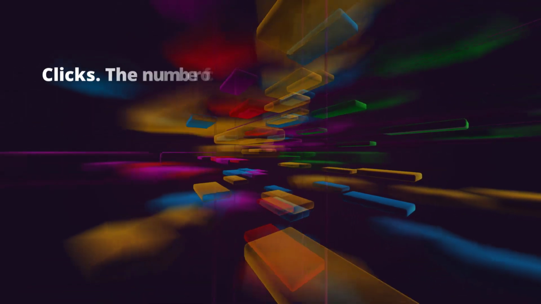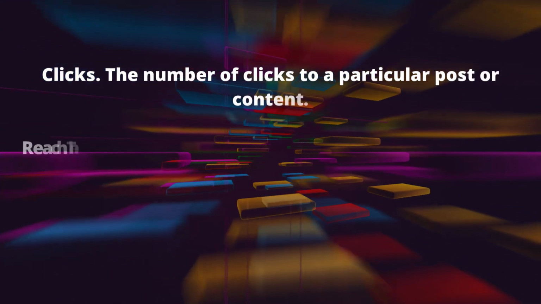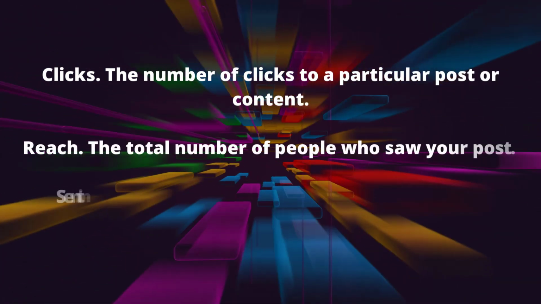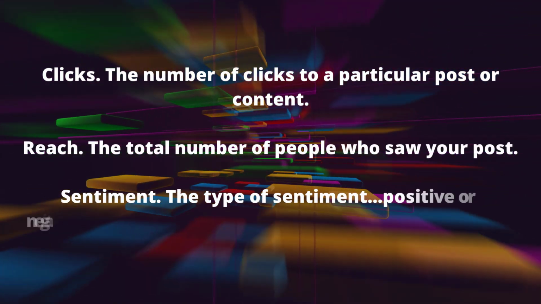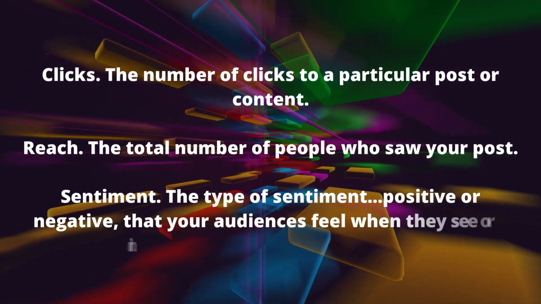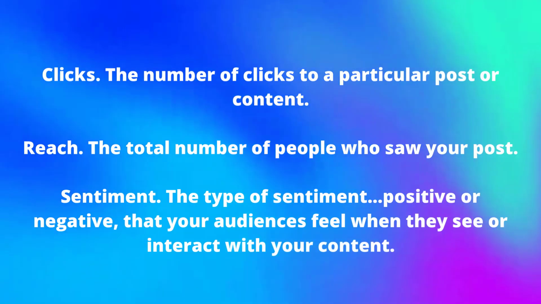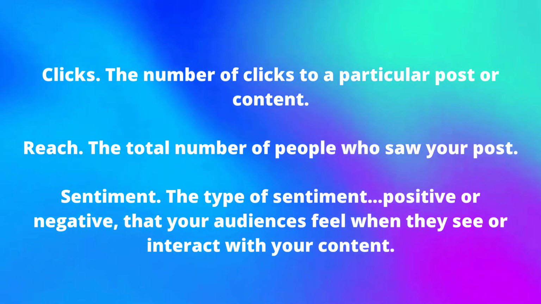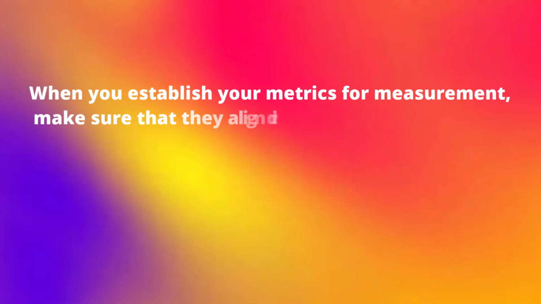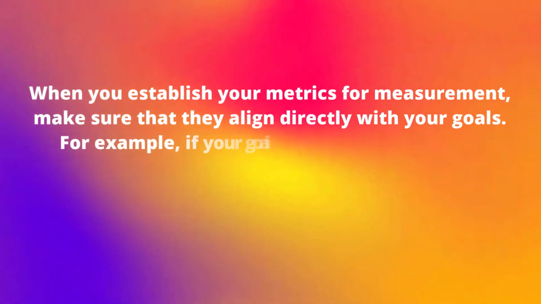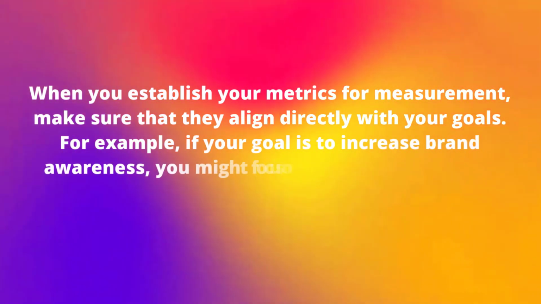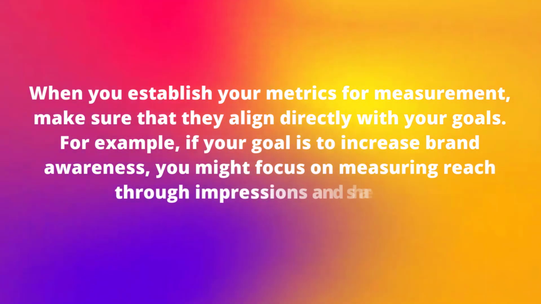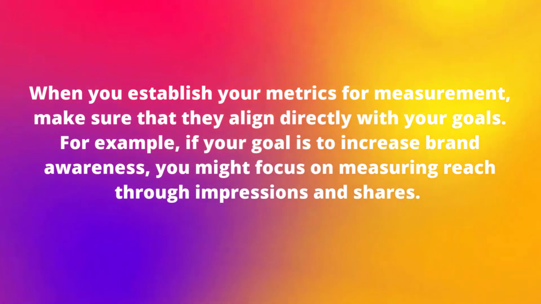The next is clicks, the number of clicks to a particular post or content. Then you have reach, the total number of people who saw your post. And then there is sentiment, the type of sentiment, positive or negative, that your audiences feel when they see or interact with your content. When you establish your metrics for measurement, make sure that they align directly with your goals. For example, if your goal is to increase brand awareness, you might focus on measuring reach through impressions and shares.